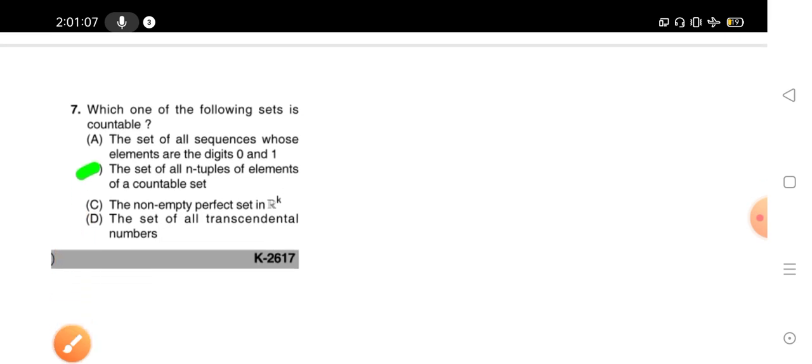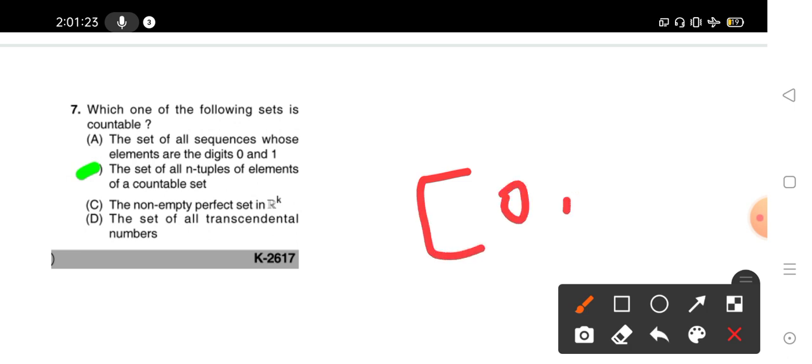Next question, which one of the following sets is countable? What is countable and uncountable? The first option given is the set of all sequences whose elements are the digits 0 and 1. This is uncountable.